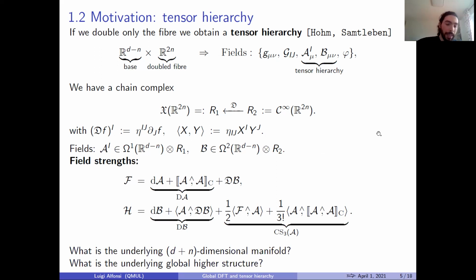Now, my question would be, what is this total manifold in general? Because now I only talked about a chart, just a vector space fundamentally. So my question is, how does this tensor hierarchy look globally? We can ask, what is the underlying d plus n dimensional manifold, and what is the underlying global higher structure?